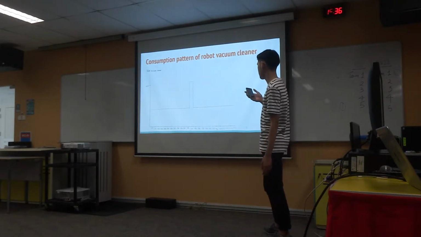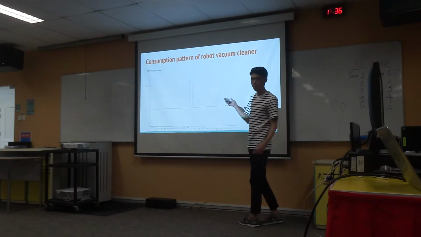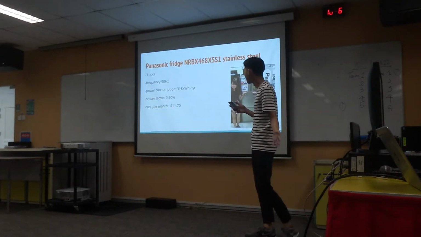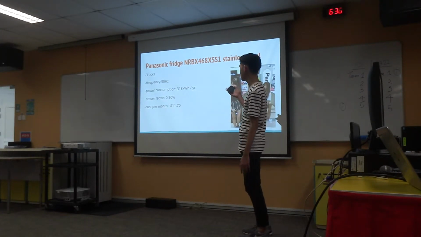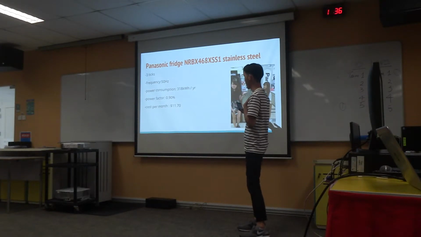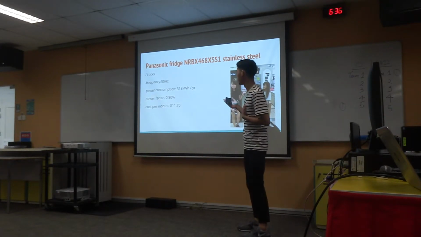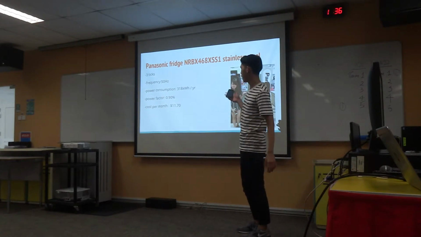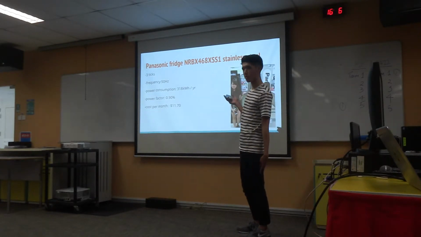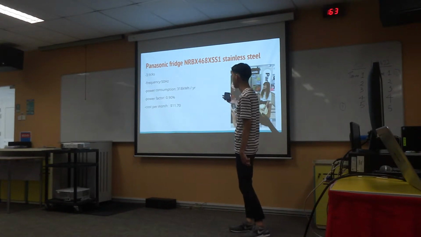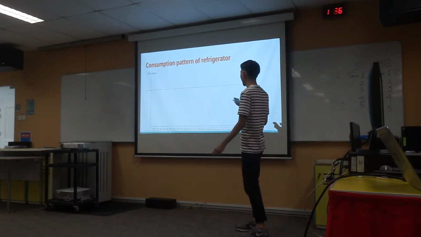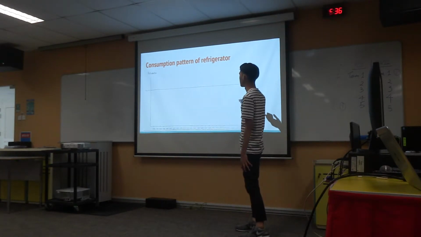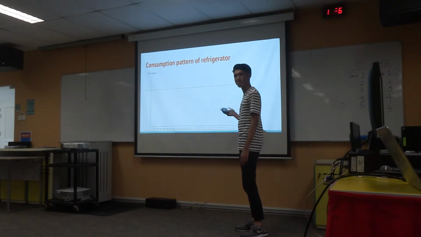What you see here is a consumption pattern of the vacuum cleaner. As you can see, the usage is very low. Here we have the fridge. Power consumption 380 kilowatts per year. Have a power factor of 0.9, very high power factor, and costs around $11.70 per month. Consumption pattern of the fridge, a straight line.